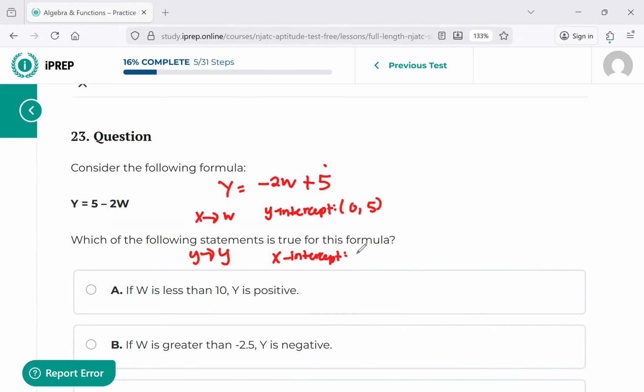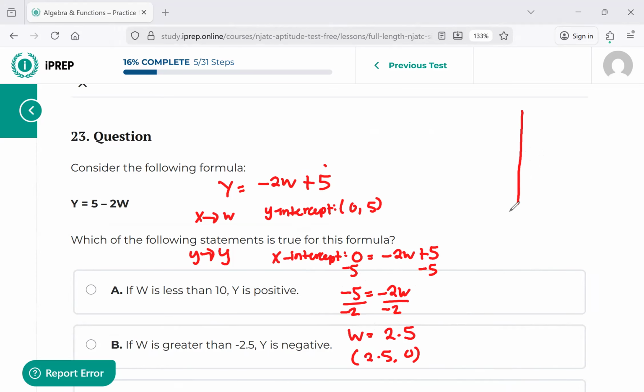My x-intercept: we set y to 0, so it's 0 equals negative 2w plus 5. Solve for w, so I'm going to subtract 5, you get negative 5 equals negative 2w, and then divide this by negative 2. You could easily do this. Negative 5 divided by negative 2 is positive 2.5. Okay, so we have an x-intercept at 2.5, 0. Once you have your x- and y-intercepts, you're ready to graph.